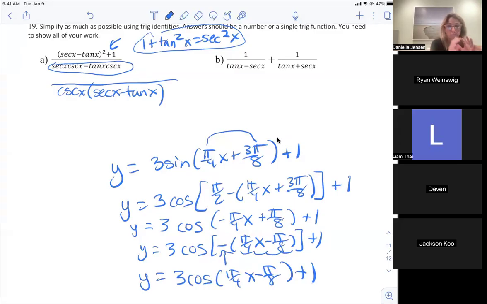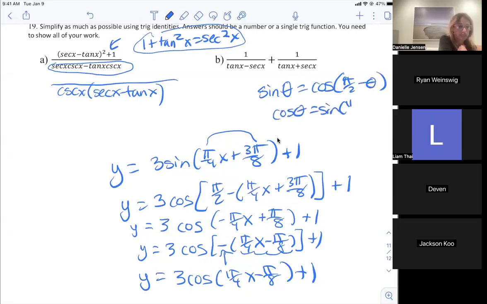Okay. You're always going to do pi over 2 minus because the identity is sine theta equals cosine of pi over 2 minus theta. And the reverse is true. Cosine theta equals sine of 90 minus theta. So it's the same. The only difference is when you get to this last stage and you factor out a negative to make the B positive. If it were sine of negative an angle, that is negative sine. So whatever's outside here would become opposite in sign. Okay. Thank you. Yeah.